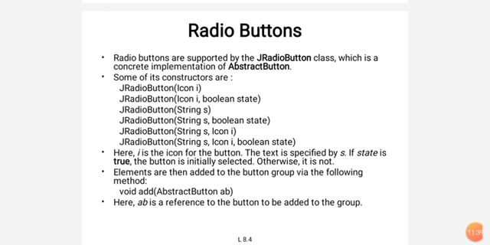Here we are specifying only the text. Fourth one is text as well as the state of that radio button. Fifth one is text with the image. Last one is image, some text, and the state of that radio button also.